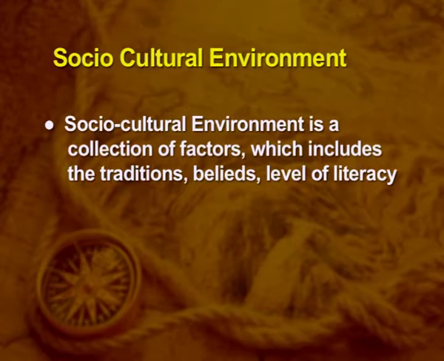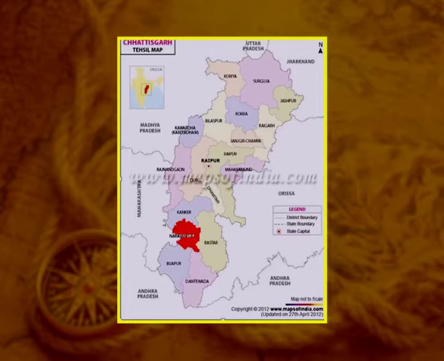Now, what is the socio-cultural environment? Socio-cultural environment is a collection of factors which includes the traditions, beliefs, level of literacy, etc. To understand it better, let us look into the life of a tribal boy who lives in Abujhmad area of central India. It is 250 kilometers from the capital city of Raipur in Chhattisgarh. Look at the map. The region is highlighted in red.